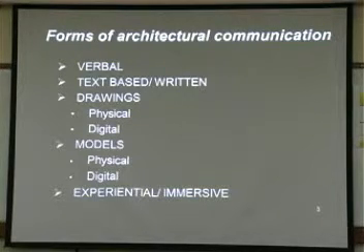Architectural communication happens in different forms that include: number one, verbal; number two, text-based or written; number three, through drawings, which can be physical or digital; number four, through models, which could also be physical or digital; and number five, which is experiential or immersive, by inhabiting the built works. Although some or all of these forms are used simultaneously, for the purpose of the course 2014 HUM 1.7, we will engage with only the first two.